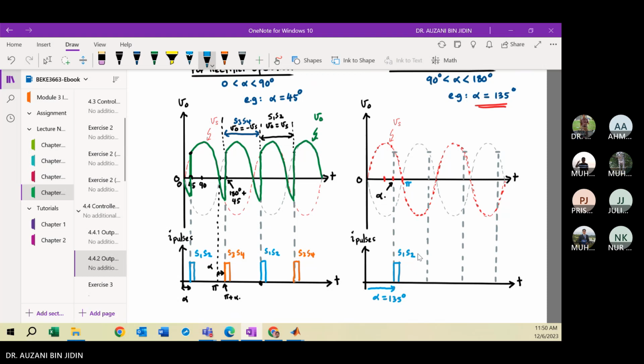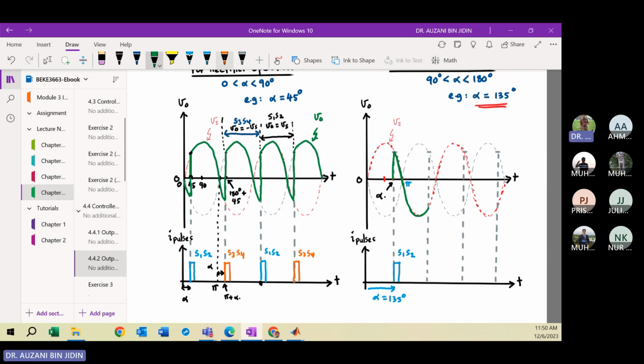Clear? So once you inject the current pulse to the gate terminal of S1 and S2, these two SCRs are conducted and will be conducted. So in this case, your output voltage suddenly goes to here, where your output voltage is the same as VS. Nampak? The dotted red color is source voltage VS. So VO equal to VS, until here.